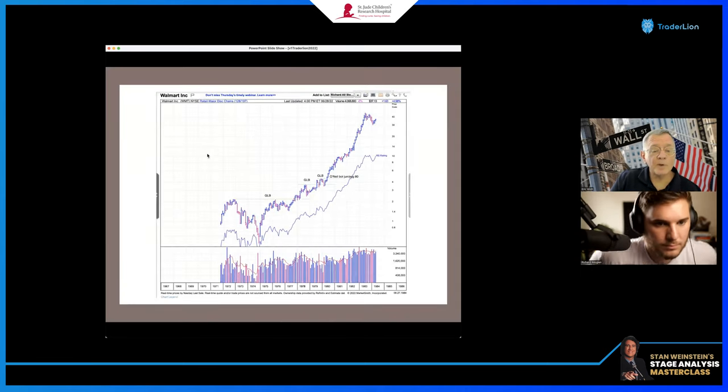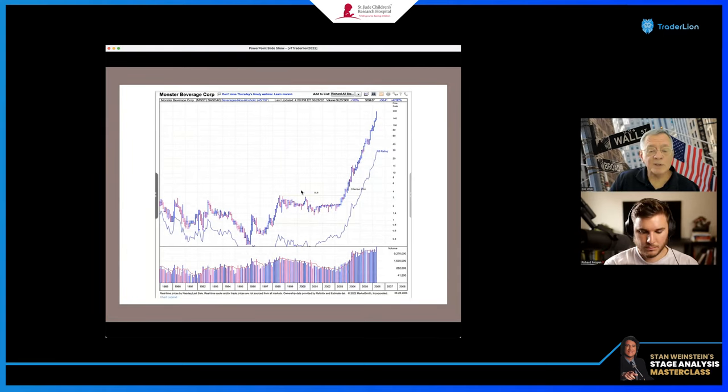Here's Walmart. Here's your green line breakout right here. Another green line. This is where O'Neill bought it, here, right above the green line breakout. Here's Monster Beverage, which we were looking at. Here's your green line. Here's your breakout. What a phenomenal ride from 4 to 200.